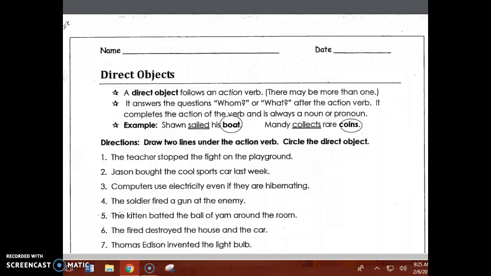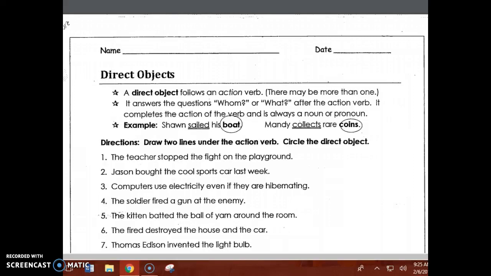For example, Sean sailed his boat. What did he do? The verb is sailed. What did he sail? Boat. Mandy collects rare coins. What does she do? Collects. The verb is collects. She collects coins.